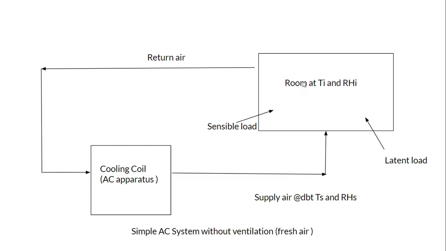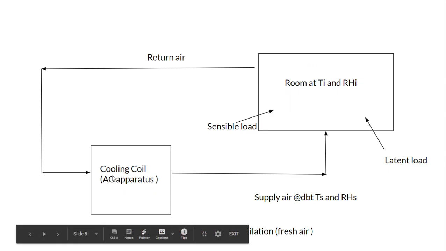The reason is there would be occupants inside this room who would contribute to the load. There would be load from outside which would result in the increase in the temperature. There would be load from outside which might increase the humidity in the room. There would also be factors increasing the humidity inside this. So all this would lead to an increase in temperature and humidity, and the occupants would feel uncomfortable. That is the reason we need to have a cooling coil or AC apparatus.